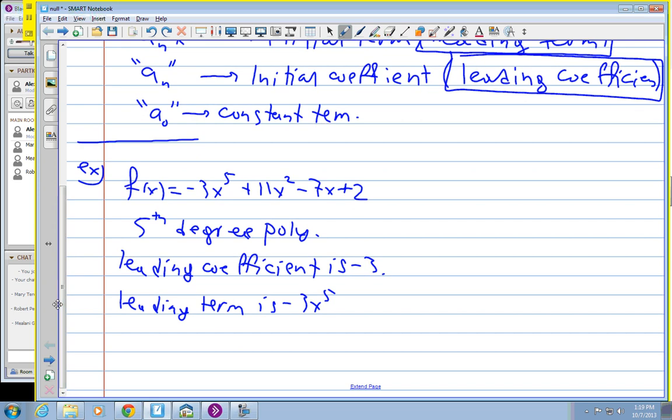What is the constant term here? 2. So the constant term is 2. Okay? So again, the highest degree, the highest exponent, determines the degree of the polynomial. The highest exponent with the constant, that's your leading term. The constant in front, that's your leading coefficient. Okay? So it's all about the highest exponent.